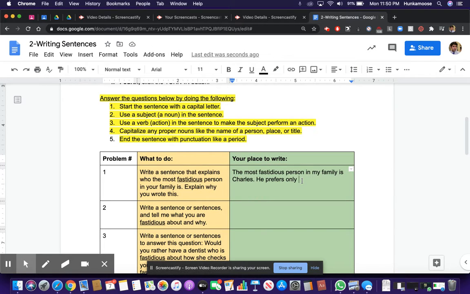He prefers only to eat at, and I'm going to name a restaurant, and it has to be capitalized because it is a proper noun. He prefers only to eat at Taco Bell. And notice the T in Taco is capitalized, the B in Bell is capitalized as well because these are proper nouns. They have to be capitalized. This is showing he's fastidious because he doesn't eat anywhere else. And I can continue that.